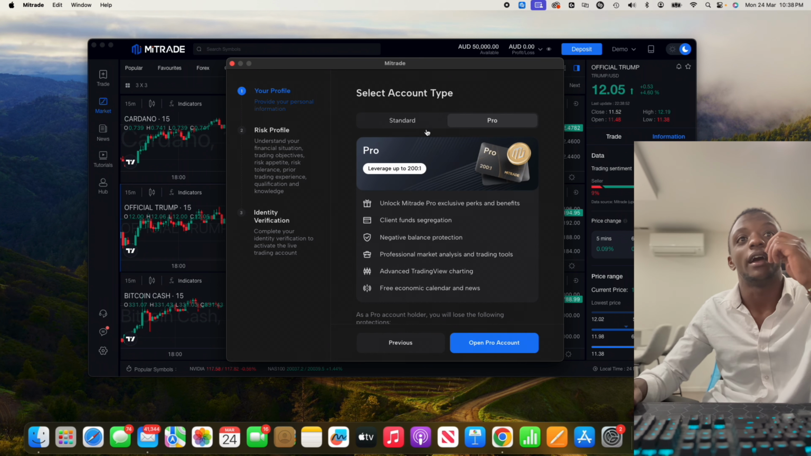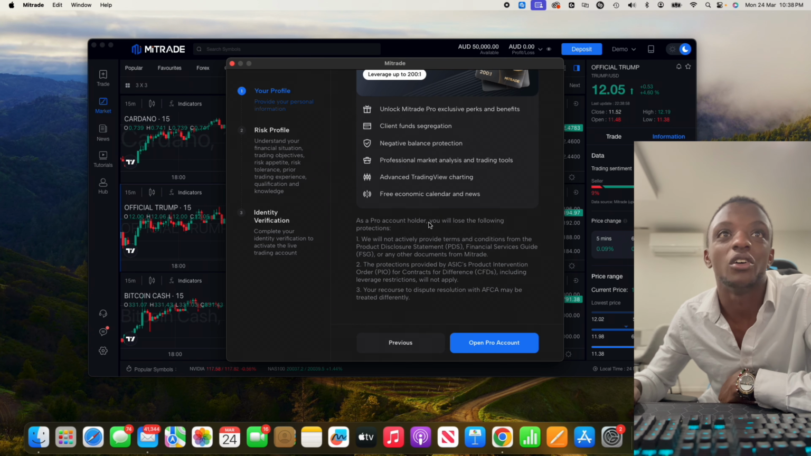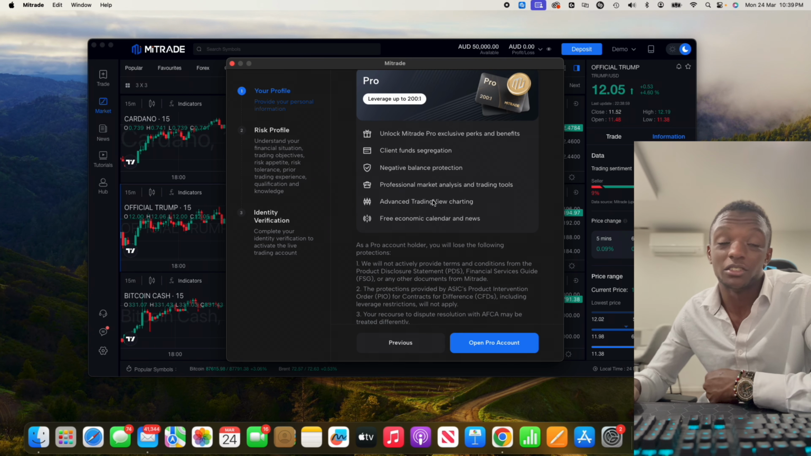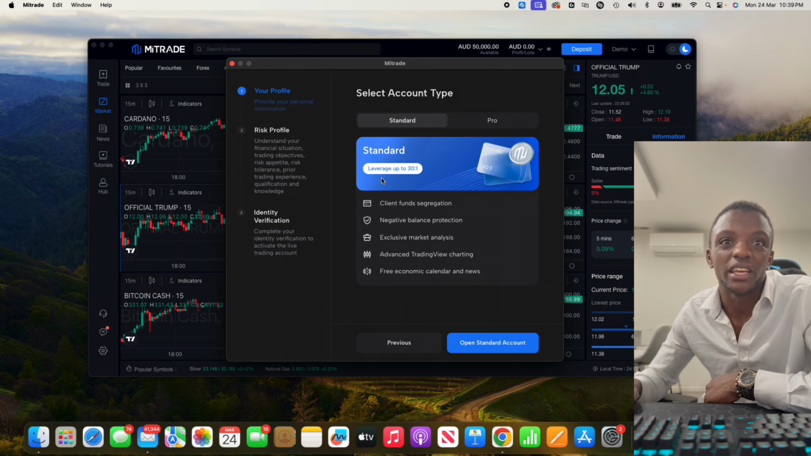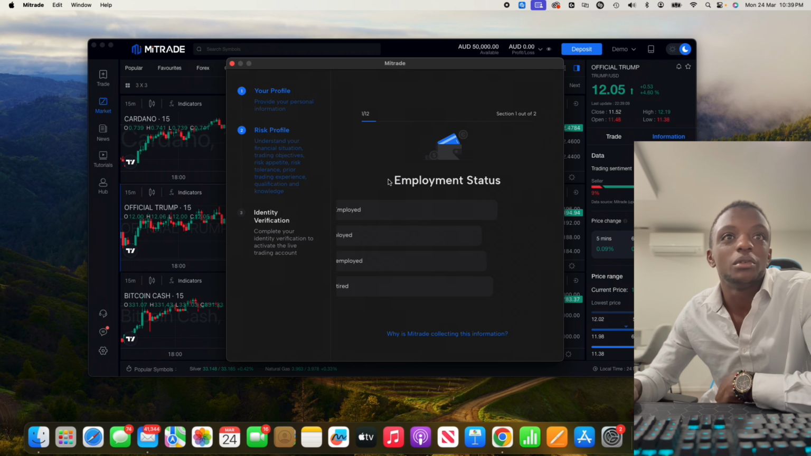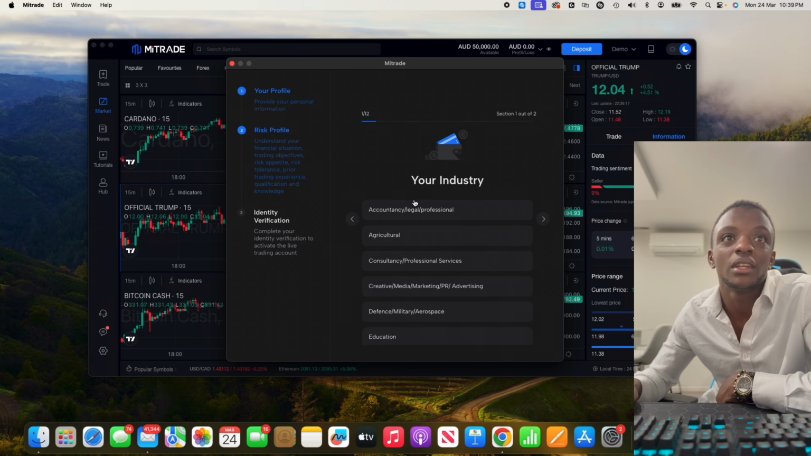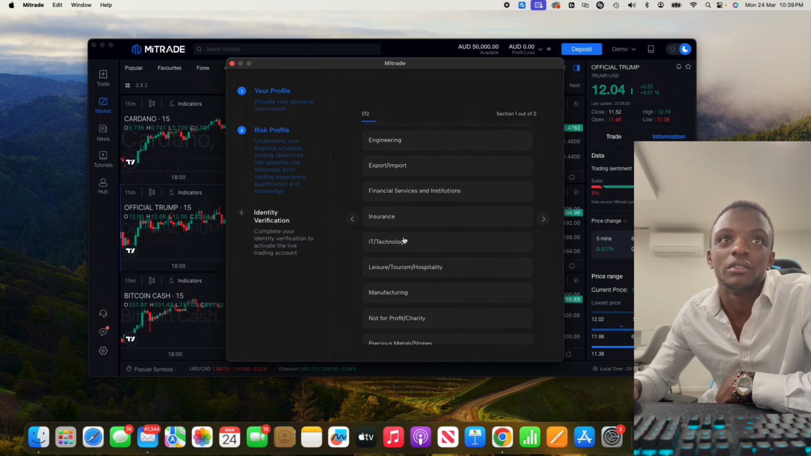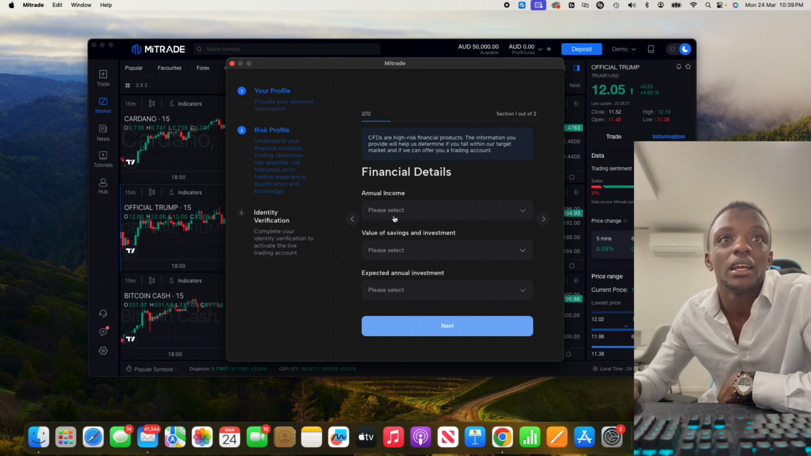To be eligible for a pro account, you need to have at least 200K, which is not going to happen. I mean, if you have 200K, then sure, go for it. But for now, we're just going to do a standard account. So open a standard account, and it should be the same process on your phone. So you fill out all your employment status. Let's say employed. You can just pick whatever, really. Let's say technology. Your position, let's say just employee, and your income.